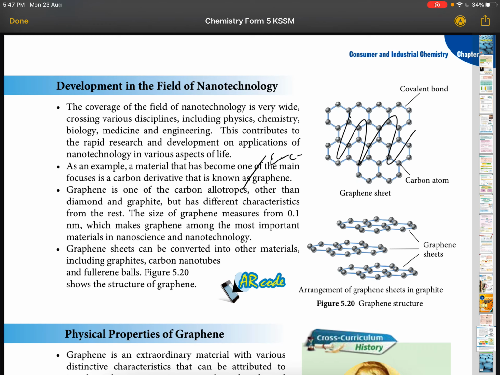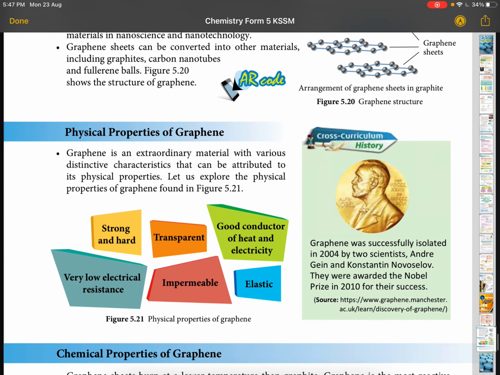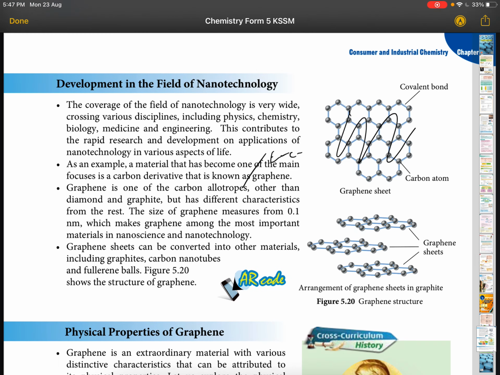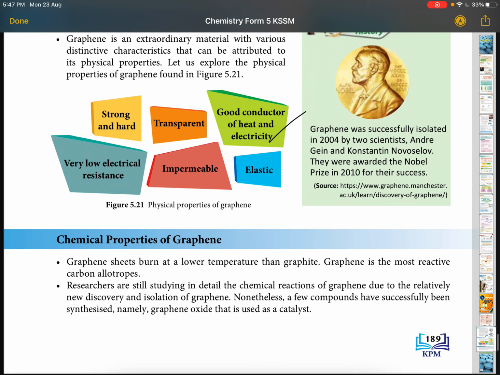I'm gonna see if I added anything else about graphene. It just mentioned here that graphene can be converted into other stuff like graphite, carbon nanotubes, and fullerene balls. No, I didn't add anything, but it did mention its properties. Graphene is actually very good at conducting. I don't know why. Oh wait, no, I think I do know why. You see how graphene sheets have 1, 2, 3 connections of carbon? Remember how carbon has 4 slots? It has 1 remaining slot, one hole. So that's why it can conduct electricity.